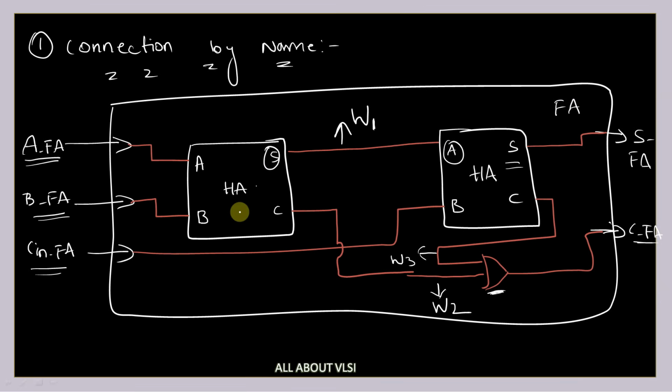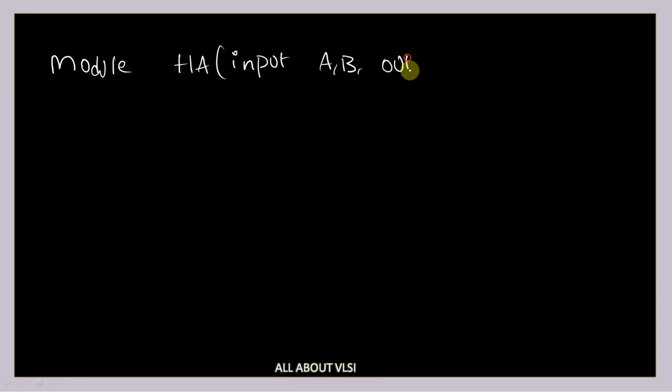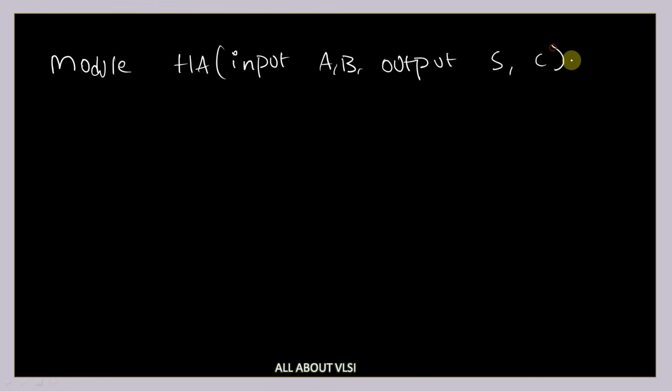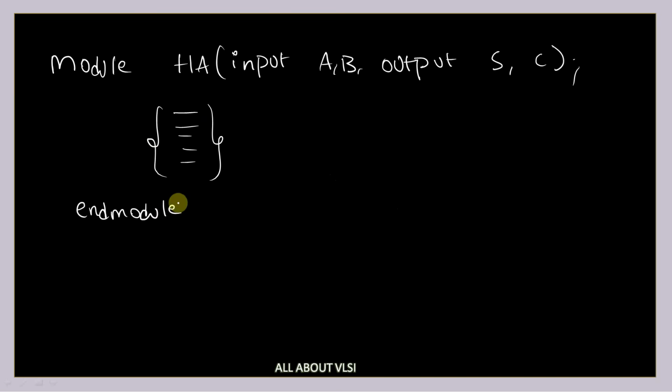You need to develop the code for half adder. How are you going to write the code for half adder? Simply write down module, followed by module name, followed by inputs, input A comma B, comma output. If you want to store the output, you can declare it as reg, or if you don't want to store the output, you can simply leave it: S comma C. Followed by the code of the half adder. After seeing the gate level and behavioral level, I will explain how to write the code for half adder. But now, what our main concern is, is how we are going to connect these two modules. I've written the code and endmodule.